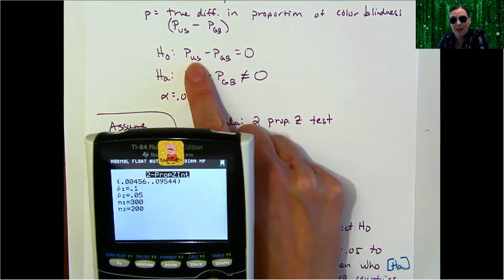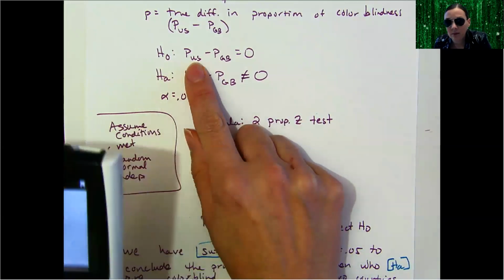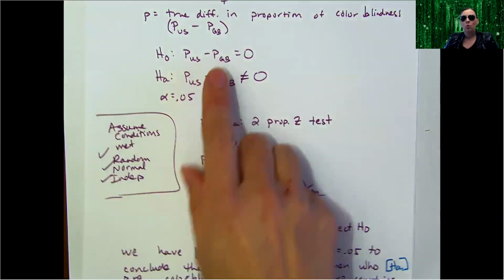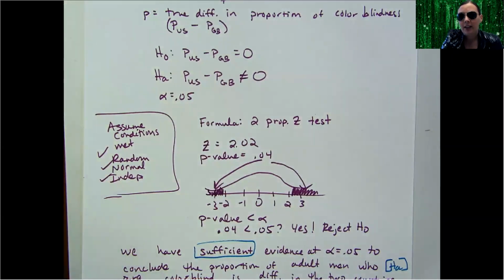So the proportion of men in America, higher levels of color blindness. Why? Why is this? Guess we'll never know. Goodbye for now.